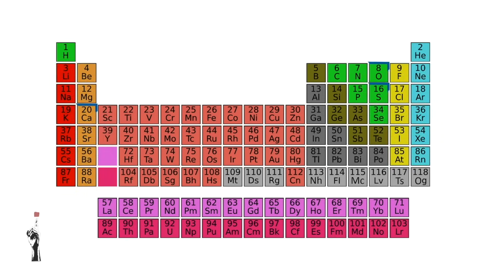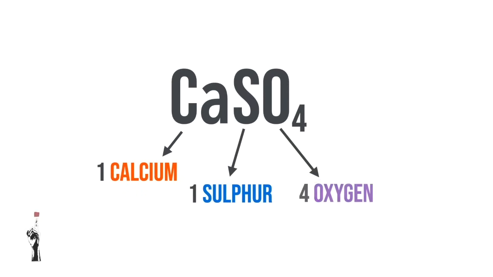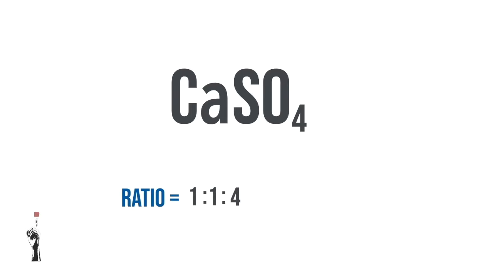Go look on your periodic table. Calcium is located most to the left. Therefore, it is mentioned first. From the formula, we can also deduce the ratio. 1 calcium, 1 sulfur, and 4 oxygens. Therefore, the ratio is 1 to 1 to 4. What are the total number of atoms in this compound?